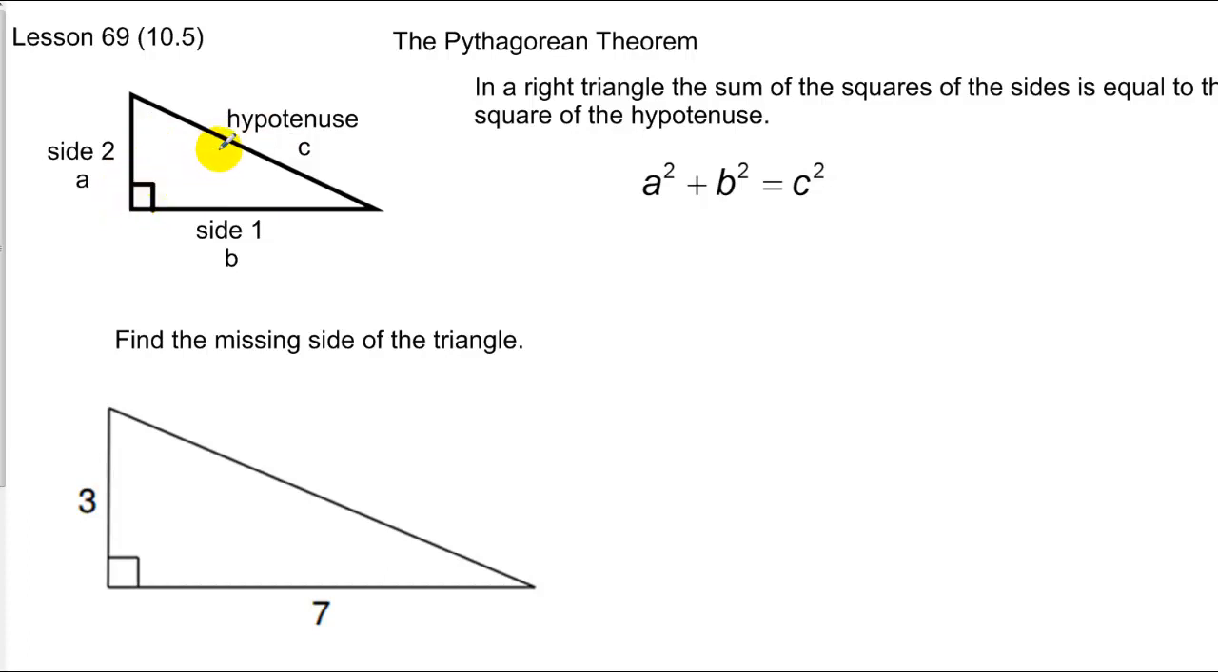The side opposite that right angle is called the hypotenuse. The other two sides are called sides. We don't really call the hypotenuse a side. We call it the hypotenuse. It has its own special name. These two we call sides.